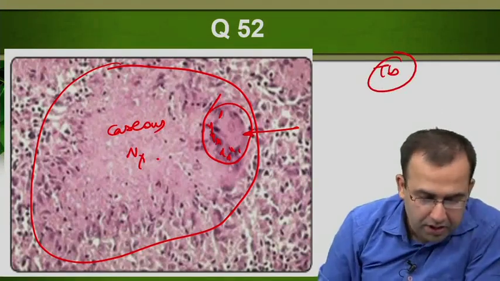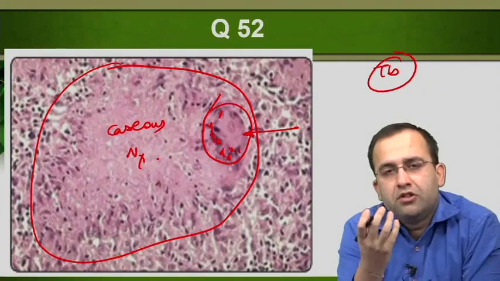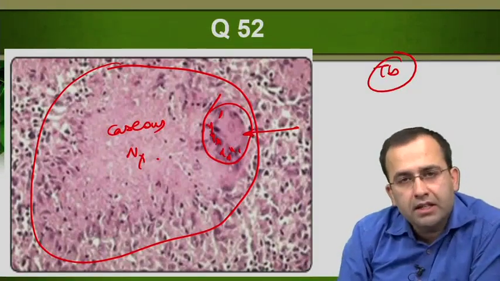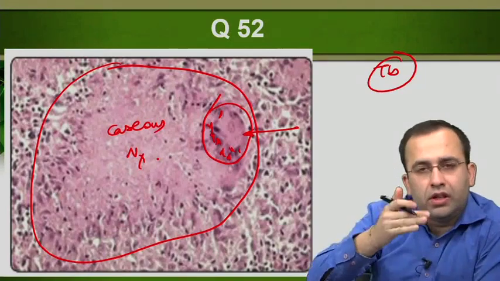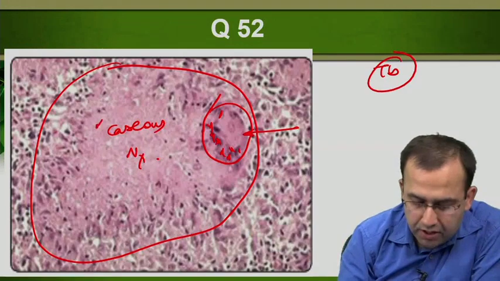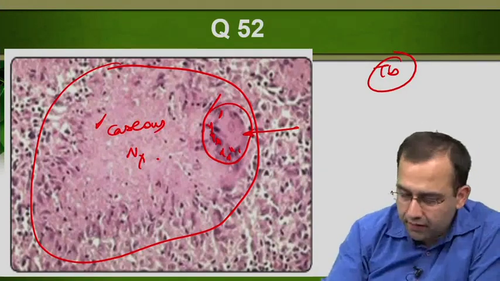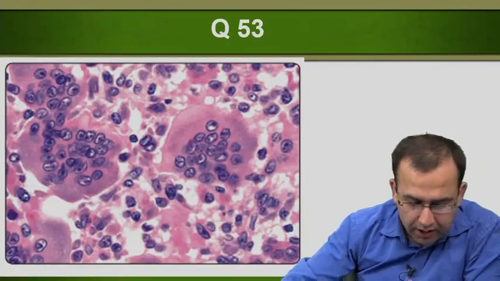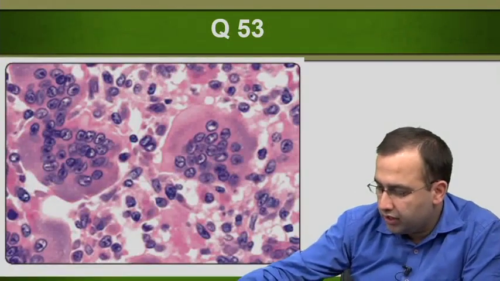This is not a Touton giant cell, children. Touton giant cell shows foamy cytoplasm. This is a giant cell, Langerhans giant cell. The nuclei are arranged at the periphery, giving it the horseshoe-shaped appearance with caseous necrosis in the center. That is TB, tuberculosis. Next, question 53.